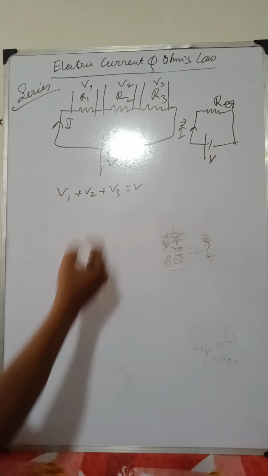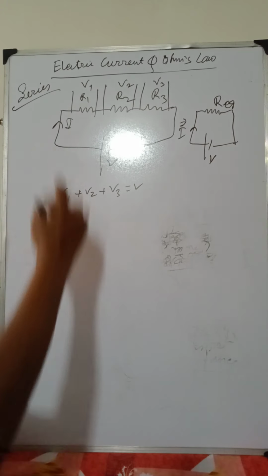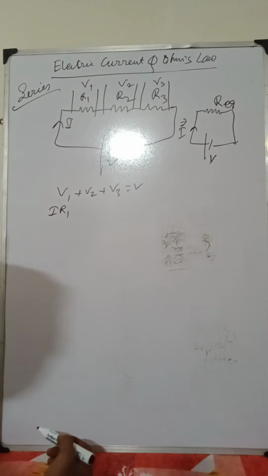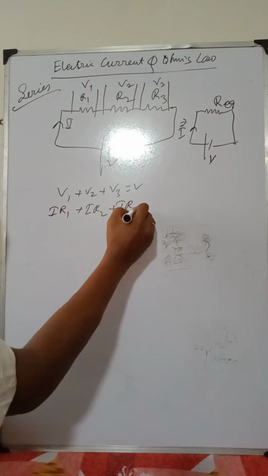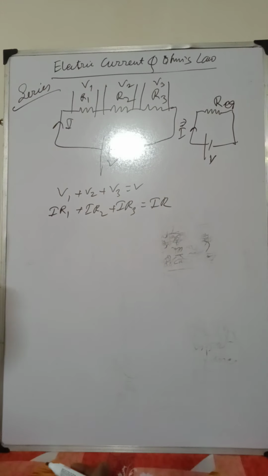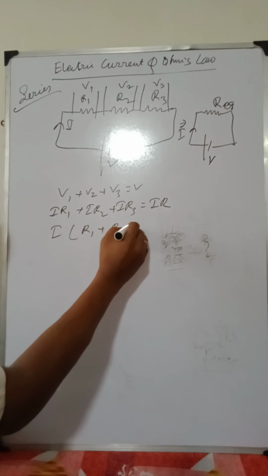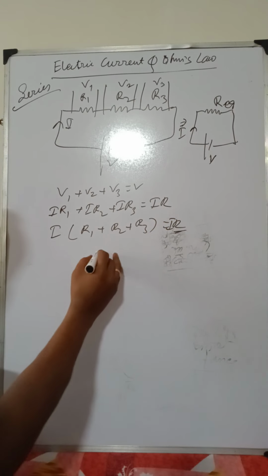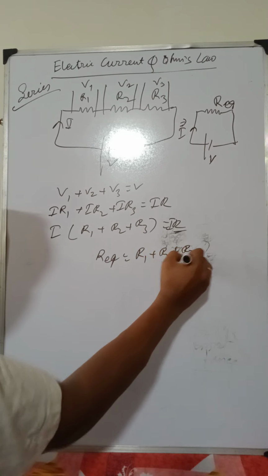Now see V1 plus V2 plus V3. What is V1? According to Ohm's law, V1 means IR1, because the current through these three resistances is the same. So IR1 plus IR2 plus IR3 equals IR, since according to this circuit diagram V equals IR. If we take I common, we get R1 plus R2 plus R3 equals R. This is R equivalent. So R equivalent equals R1 plus R2 plus R3.